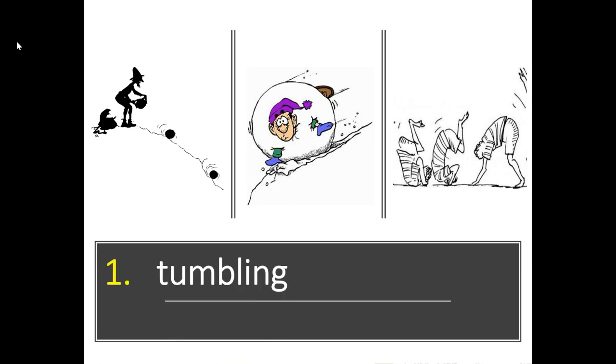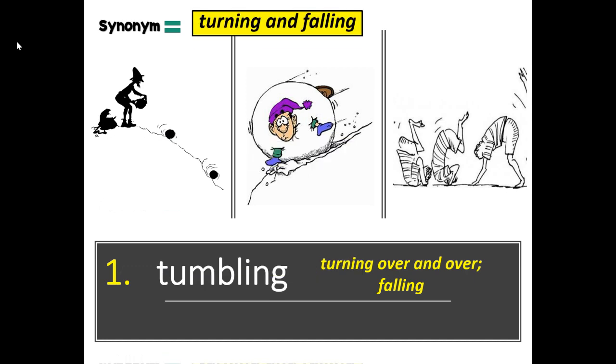Well, they all show tumbling. The root word is tumble, and then there's an ing at the end. Tumbling. Tumbling means turning over and over, falling, turning over and over, falling. A synonym or word that means the same is turning and falling.